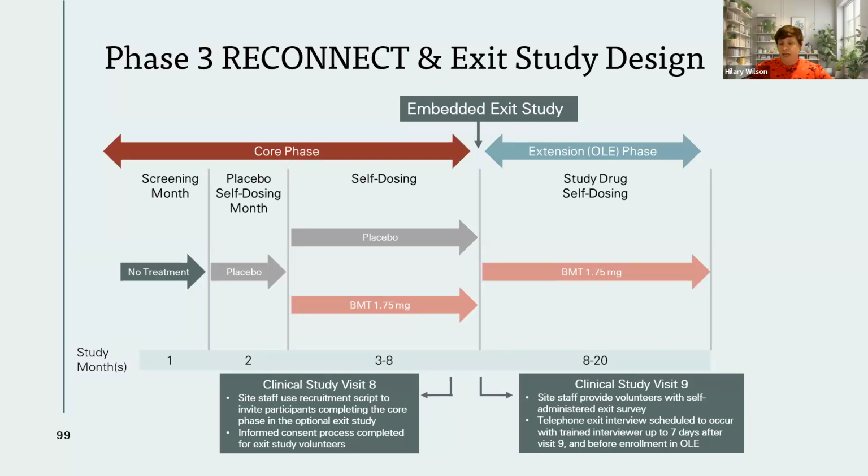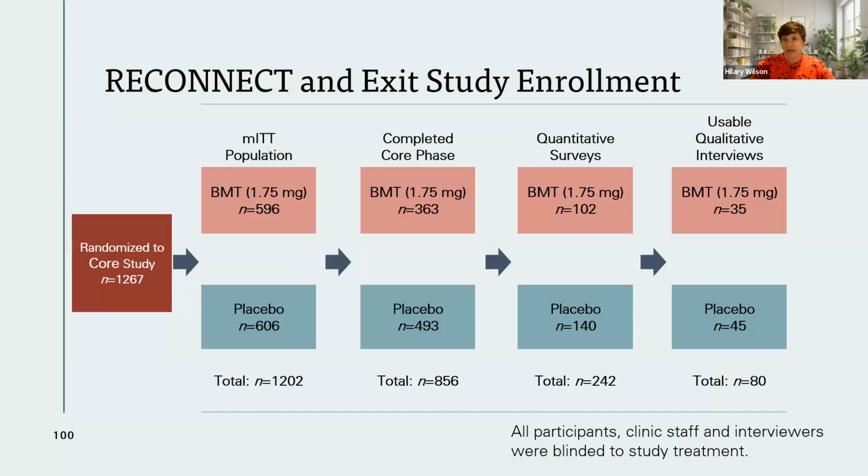On the next slide, you'll see the sample size. So the Reconnect was a large program. They enrolled across the 2 trials 1,202 women, and 856 of these completed the core phase. 242 had usable survey data, and 80 interviews were usable. All participants, including the clinic site staff and interviewers, were blinded to study treatment, and all of the qualitative coding was completed prior to unblinding.